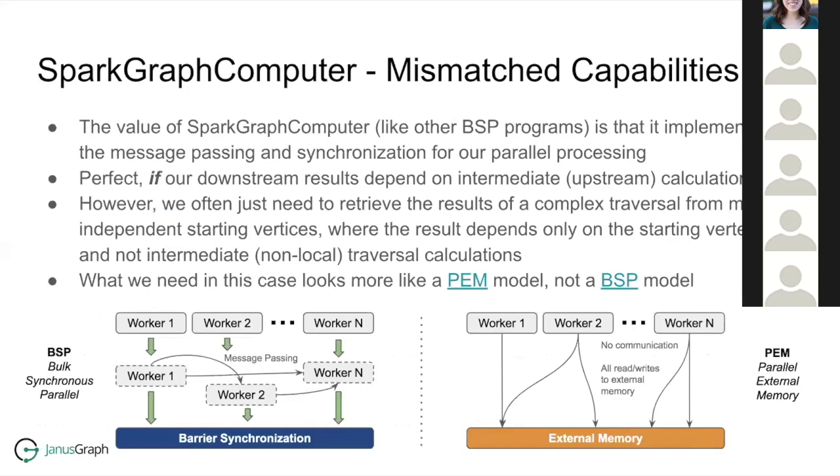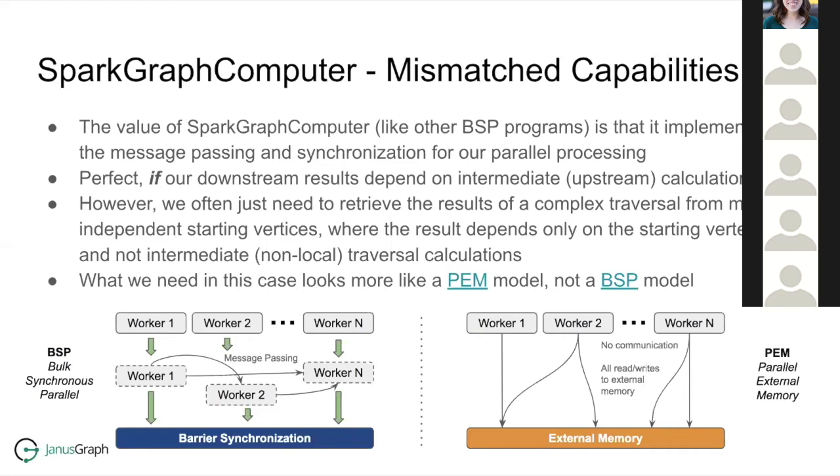And so fundamentally, I think this comes down to there being basically a mismatch of capabilities with Spark Graph Computer versus what a lot of people may need on an everyday basis. And so, Ted mentioned Spark Graph Computer is built basically on this Pregel model of doing things, which is that it's a bulk synchronous parallel processor, which basically allows you to have some workers, and during the course of processing, they're going to pass messages along, and then eventually they'll reach a barrier synchronization step where they need to make sure that every worker has reached that step before they go forward.